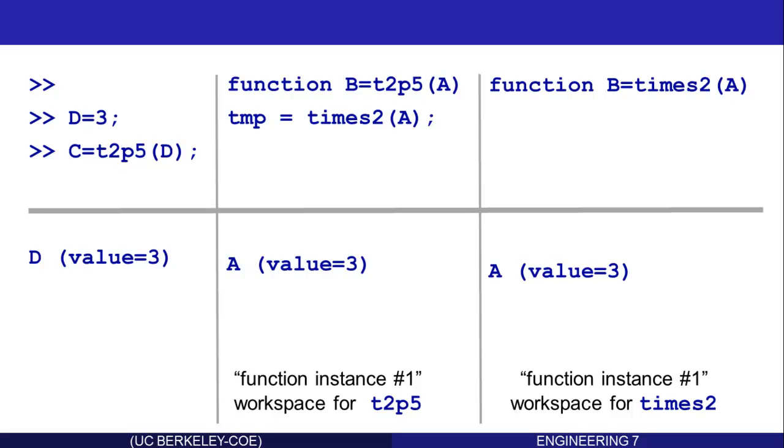The variable a in the T2P5 workspace is passed as an input argument and becomes the variable a in the function instance workspace for the times2 function. The next line of code in the times2 function executes, defining a variable b whose value is 6. This value is in the times2 function instance workspace, and that's the last line of code for the times2 function. The times2 function will exit, returning its output to the suspended T2P5 function.